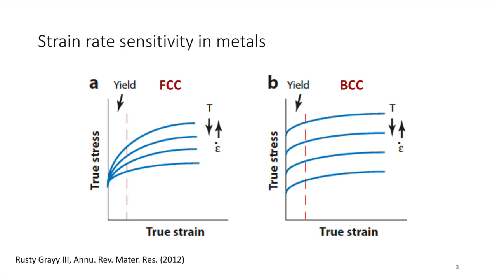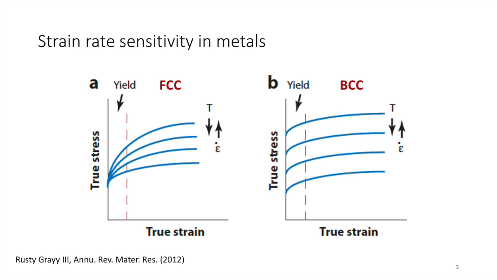For BCC, it's a different story. The yield strength is governed by the Peierls stress of the metal, and the Peierls stress of the metal increases as you increase the strain rate. This is why you see an increase in the yield strength as the sample is deformed at high rates. The strain hardening remains more or less the same.